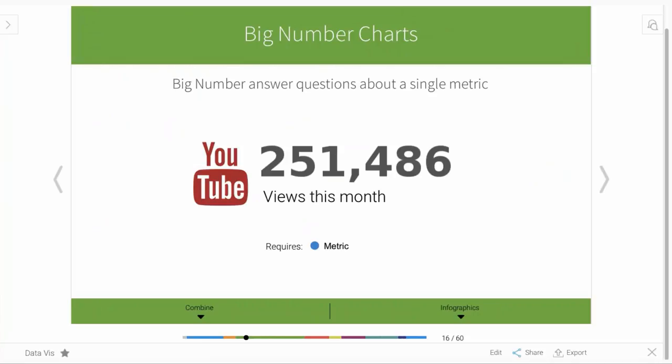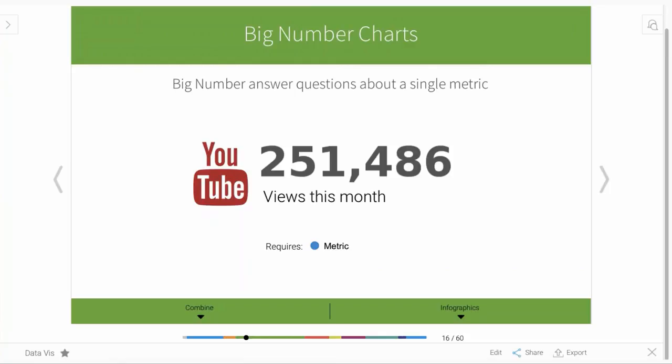So I want to start with a very basic, but also very useful big number chart. Now, big number charts do one thing, which is give you an answer with a single metric. It's commonly an aggregation, such as sales this month, but it could be an average, a minimum, a maximum, or a median too. Now, big number charts are great for answering direct questions such as how much, because you really don't need a fancy chart to tell you that.